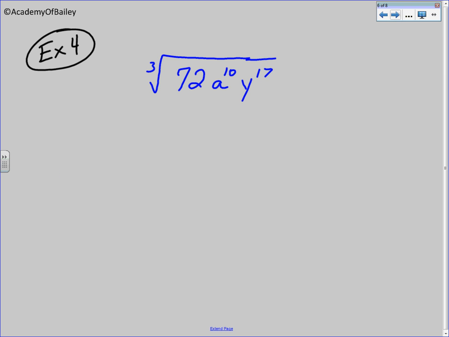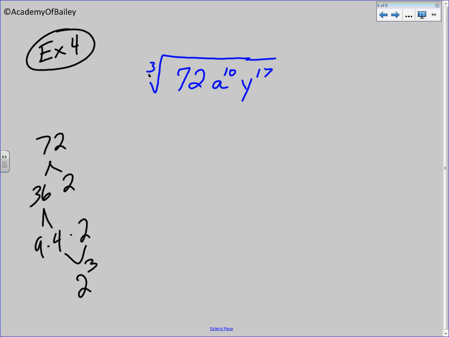And example 4 here. Let's have you try this one on your own, see what you can come up with. Hit play when you're finished and check it. 72 is going to be 36 and 2. And this is actually 9 and 4. And I'm looking for cube root. So right now I know that 4 times 2 is actually 2 to the 3rd power. And 9 is going to be 3 squared.